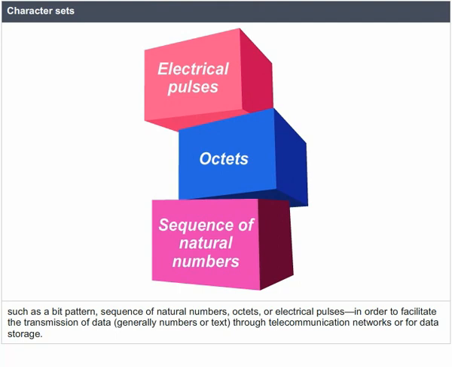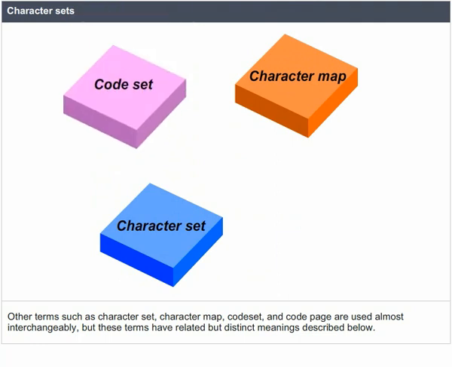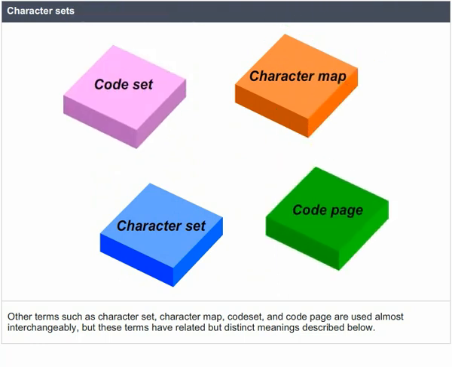generally numbers or text, through telecommunication networks or for data storage. Other terms such as character set, character map, code set, and code page are used almost interchangeably, but these terms have related but distinct meanings described below.